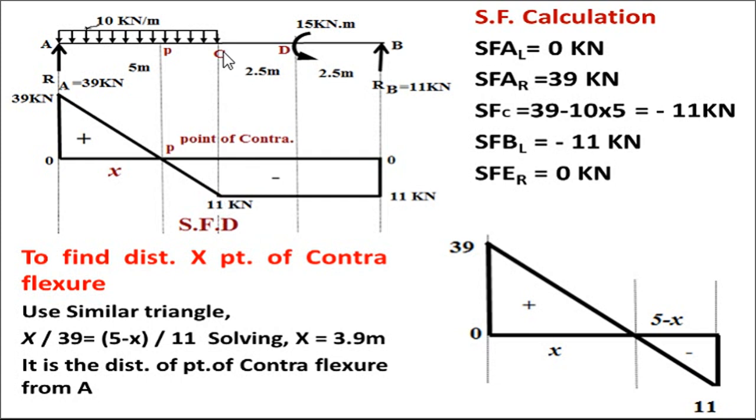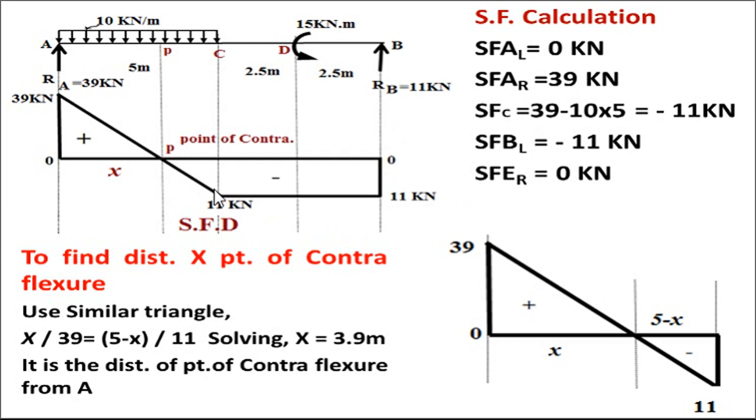It is 11, means minus 11. Now no load from C to B. It must be a horizontal line. Here there is a moment, but moment does not have any effect in the shear force diagram. That's why this line must be horizontal. Okay. And if you reach point B here, it is minus 11. At point B, it is a plus 11 reaction. So minus 11 plus 11, it will be 0. In this way, we will get the shear force diagram.